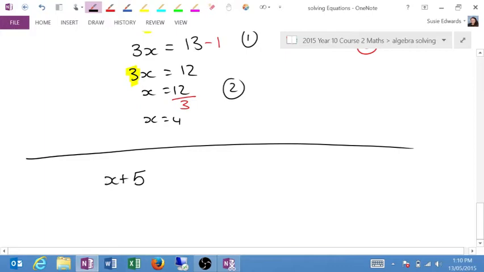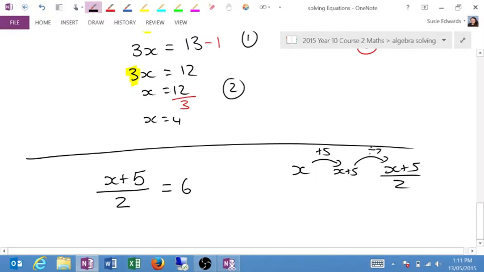x plus 5 over 2 equals 6. So to get from x to x plus 5 over 2, the first thing we did was plus 5, because we end up with x plus 5 then. Then we divided by 2. So to unravel, the first thing we have to do is times by 2, and the second thing we have to do is take 5.